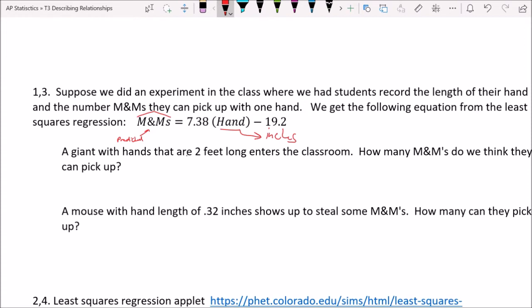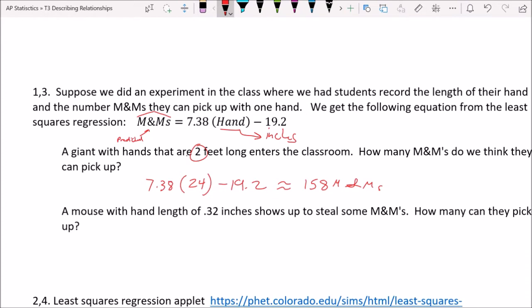So what we would do to figure this out is take that 2 feet, convert that to 24 inches, and just plug it right in the equation. So 7.38 times 24 minus 19.2, and grab a calculator. Okay, and I got 157.9. Now we can't pick up a partial number of M&Ms, so we're predicting that he, or she, or they can pick up 158 M&Ms.